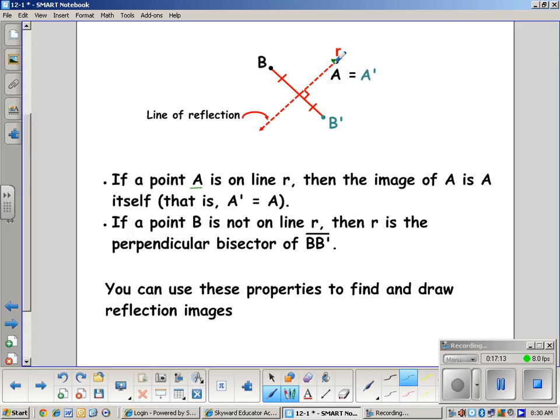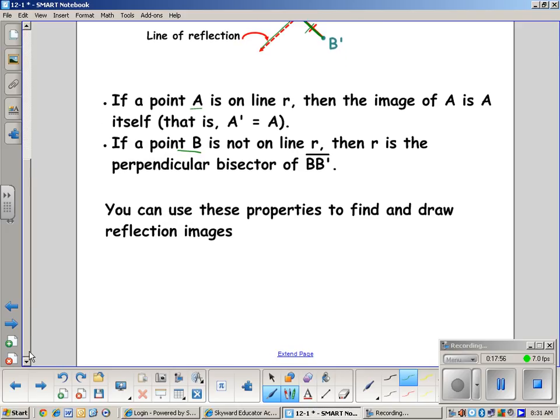If point B is not on the line R, then R is the perpendicular bisector of segment B, B prime. So we're saying this is B, this is B prime. Here's the segment, B, B prime. And so this reflection line is going to be perpendicular, that makes this 90 degrees, and it's going to bisect this segment, meaning it cuts it into two equal pieces. So that's what perpendicular bisector means.